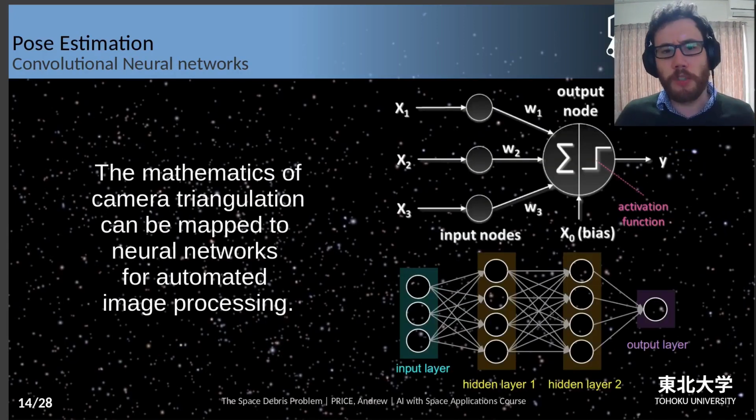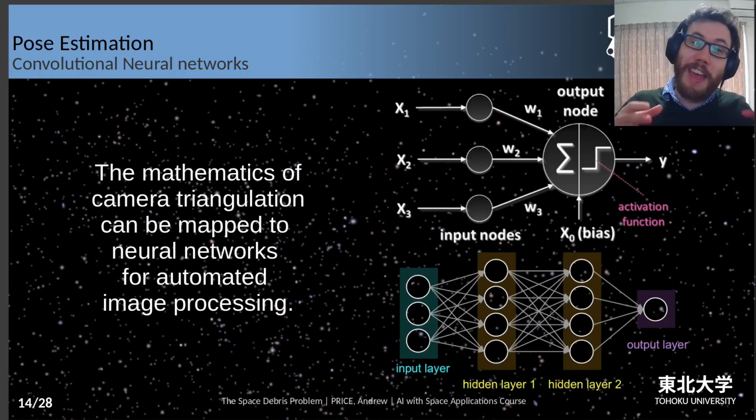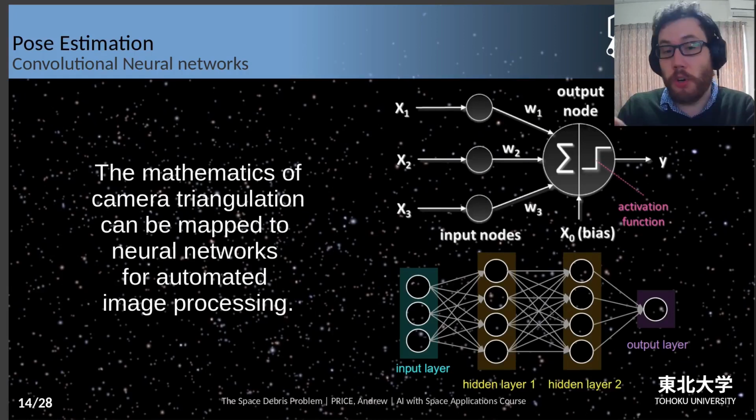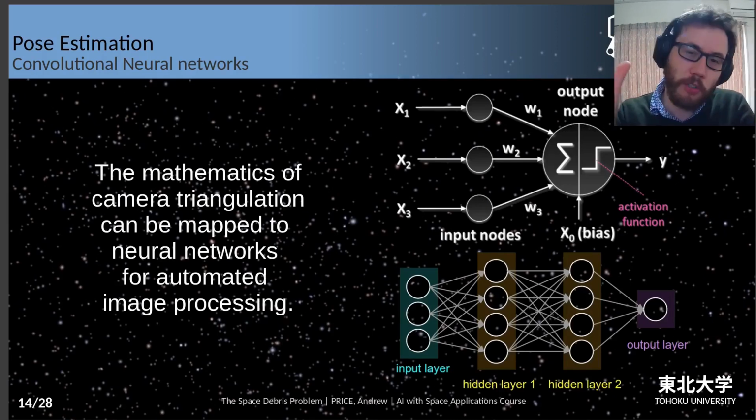So where do neural networks come in? The mathematics of camera triangulation are very well known, understood, and studied, and we can map these mathematics to a neural network. Perhaps we need to perform a large number of calculations on video images very quickly. Neural networks are good for that. Or perhaps we don't have perfect information, or we're not sure what parts of the image can be used in our equations. Neural networks are also good at that, because they can take the whole image data in and analyze it all as a whole at once.